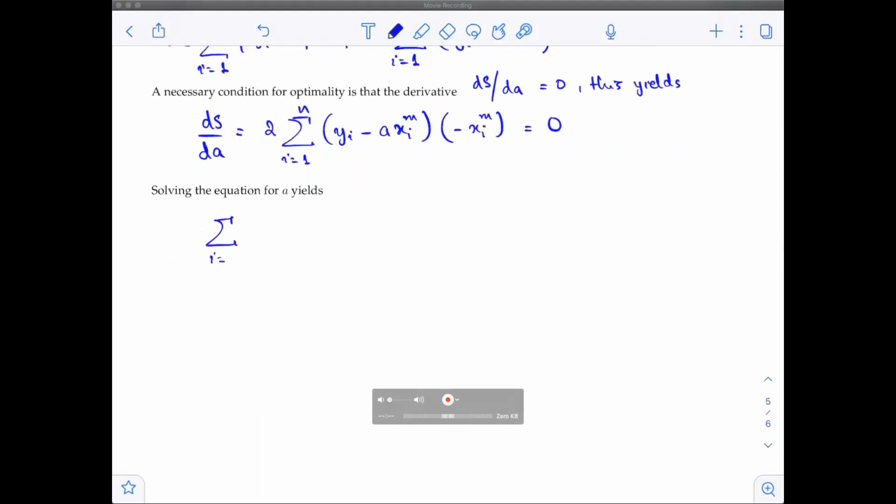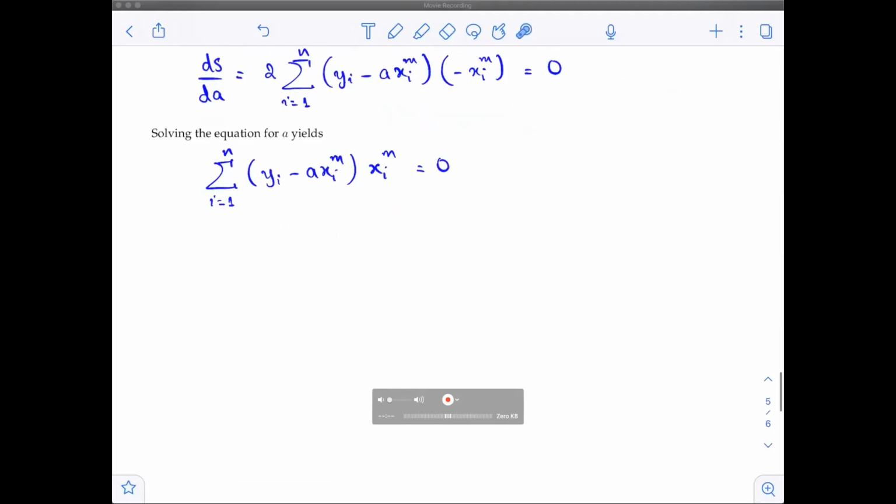So you obtain the following equation. The summation for i going from 1 to n of (y sub i minus a times x sub i raised to the power m) times x sub i raised to the power m equals 0. You distribute x sub i raised to the power m into the parentheses, and you get the summation for i going from 1 to n of x sub i raised to the power m times y sub i, minus a times x sub i raised to the power m times another x sub i raised to the power m. That is equal to 0.